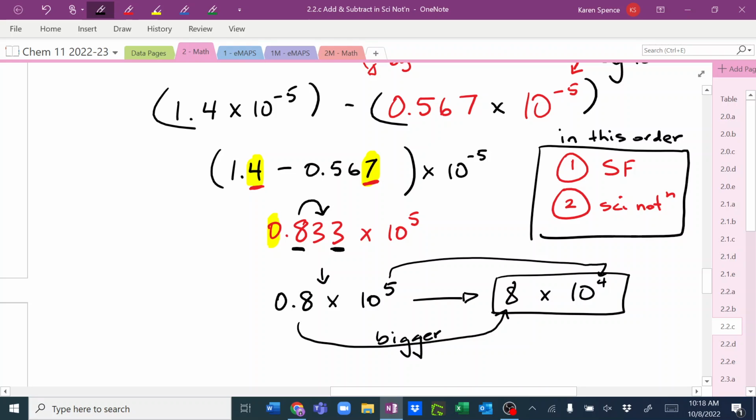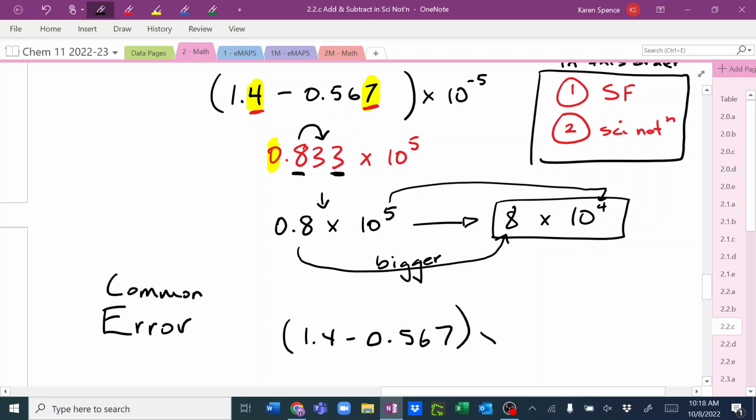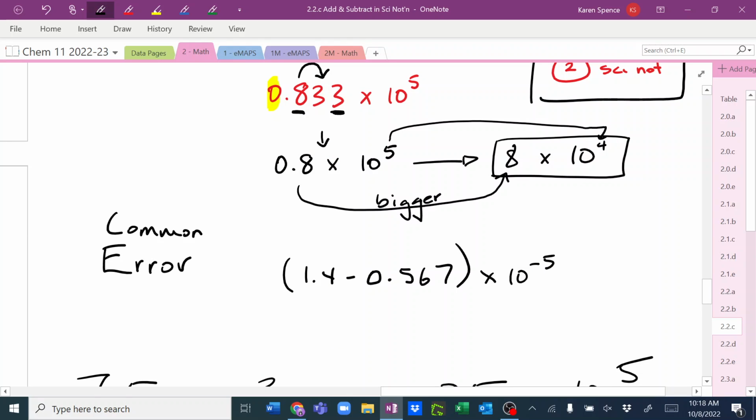Let's see what happens if we did that in the other order. Let's say we put it in scientific notation and then sig figs, and see why that can lead to an error. Okay, so here's a common error. We're going to start from 1.4 minus 0.567 times 10 to the negative 5, and we got, oops, we're running out of room here, that's okay.